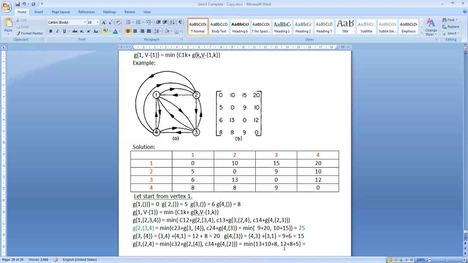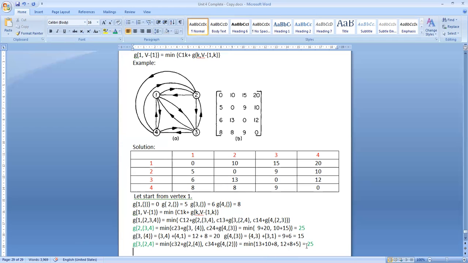Here it is 12 plus 8, 20 plus 5, 25. So which is minimum? 25 is minimum. So this is minimum. So this is also we have computed. That is G. This is also we have computed.